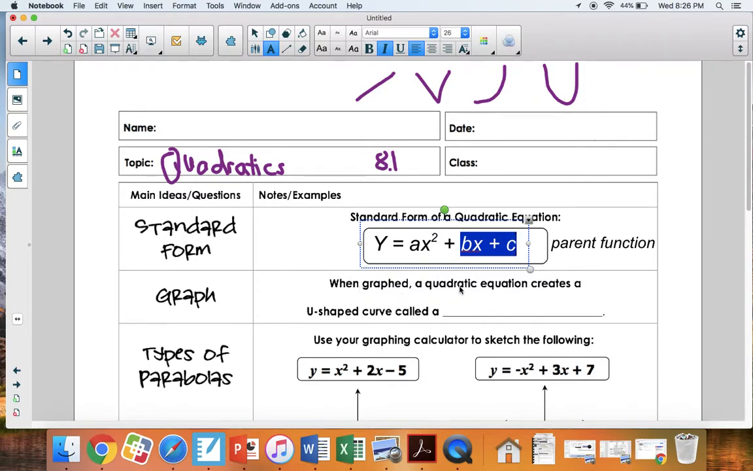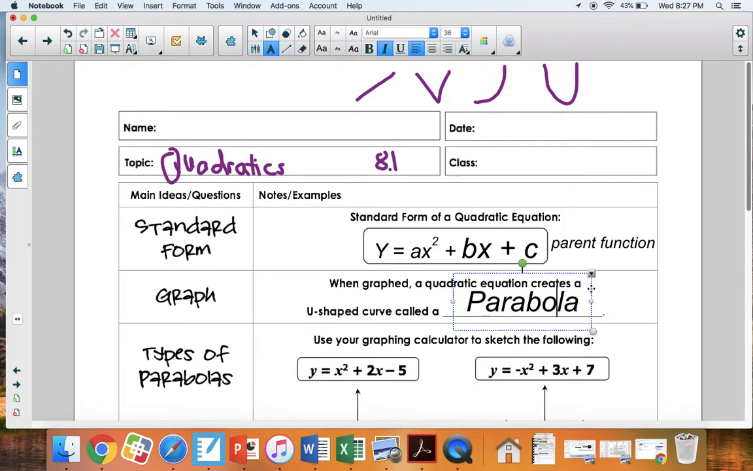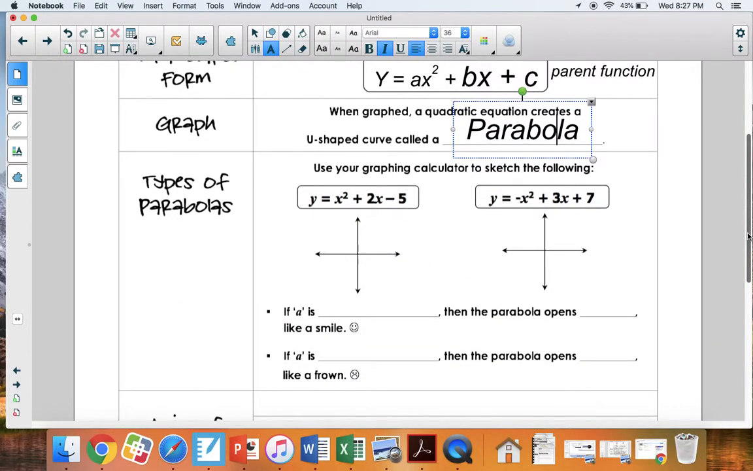When we're graphing our quadratic equation, it's going to create that U-shaped curve, and this U-shaped curve has a special name, called a parabola. It's a silly name. And we can determine if the parabola is going to be a happy face or a sad face based off of what our a value is. So our a value determines whether it's going to open up or down.